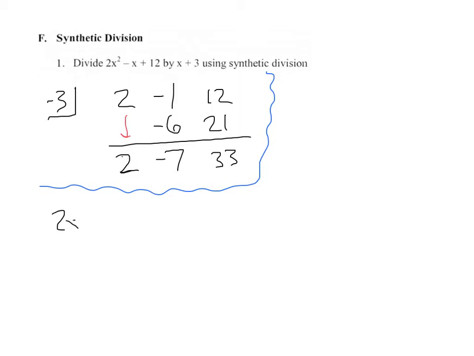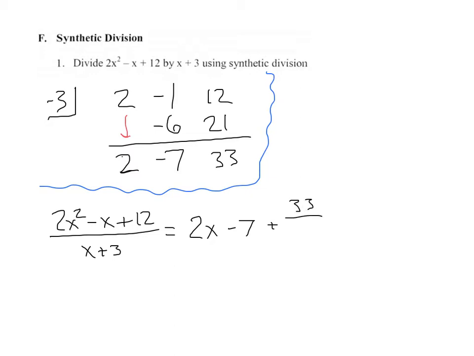We just took 2x squared minus x plus 12. We're going to divide it by x plus 3. And when I did that, this is what my answer is. This is what this bottom row here tells me. Remember that my overall degree for this was x squared. I drop a degree in my answer. So this is now going to represent 2x. I started with x squared. This is now the coefficient for 1 degree less. So I have 2x minus 7. And then the last number, the 33, that is my remainder. So I have a remainder of 33 that still needs to be divided by the x plus 3.